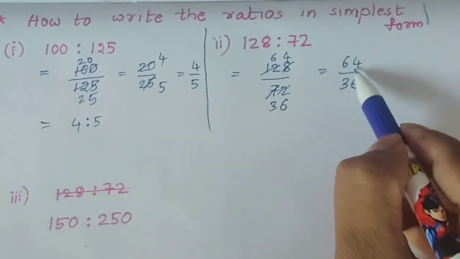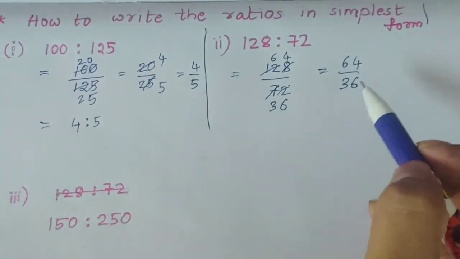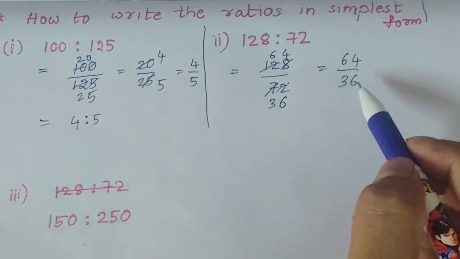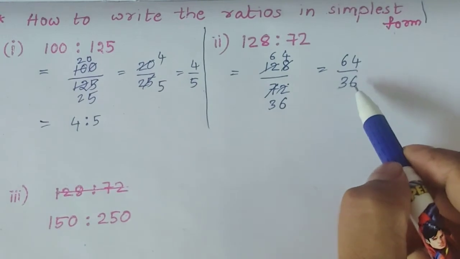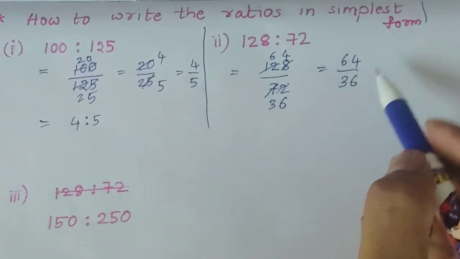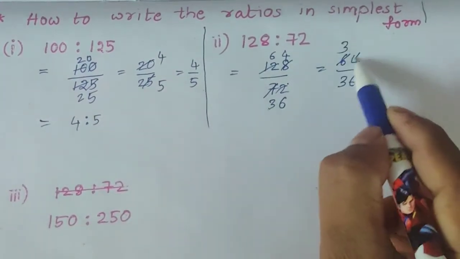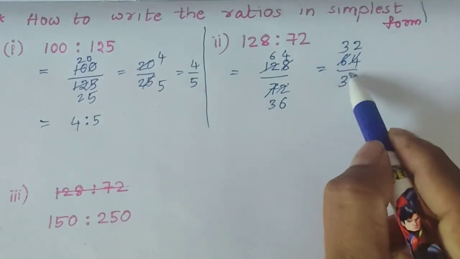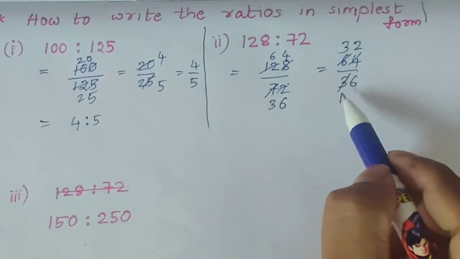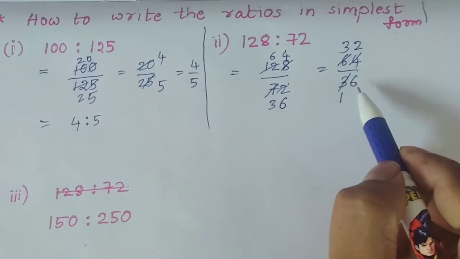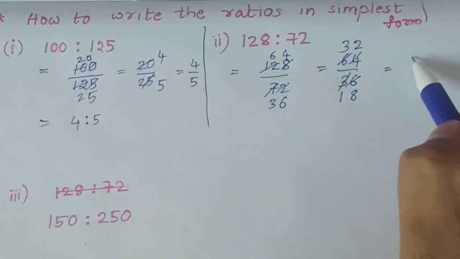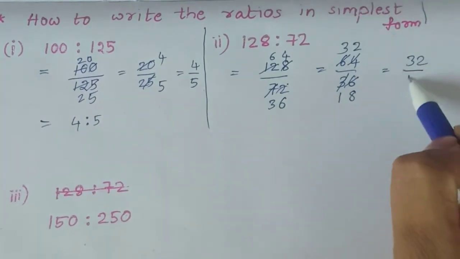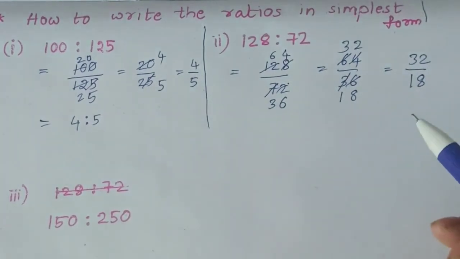Again they are left with even numbers as the last digits. The last digit is 4 and the last digit is 6. So they are easily cancelled by the second table. 2 threes are 6, 2 twos are 4. 2 ones are 2, 3 minus 2, 1 left, 1 6, 16. 2 eights are 16. So 32 by 18.